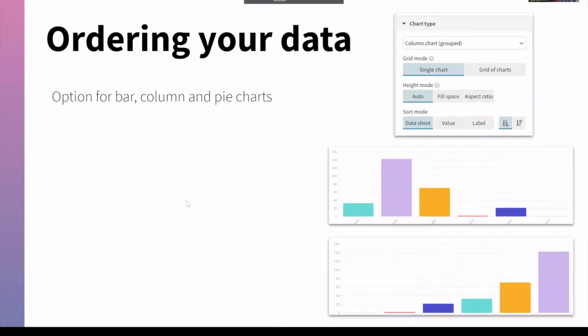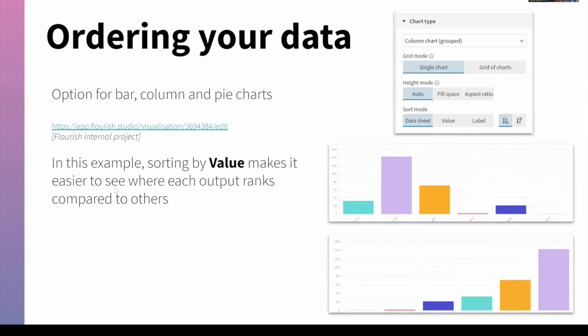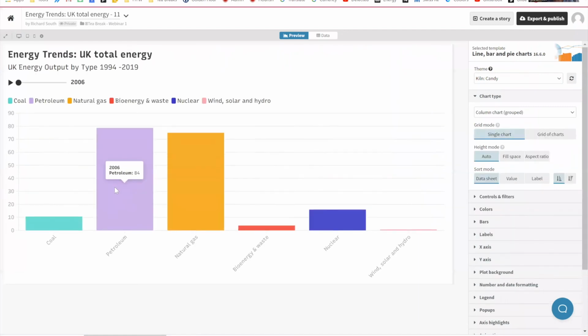And then lastly, I wanted to introduce you to the ability to order your data within the line bar pie template. So this is a new option available for bar, column, and pie charts. You can see here we've got 3 modes of sorting, whether it's the data sheet, the value, or the label. So I'm just going to introduce you to a couple of examples here. So with this one, I think sorting by value makes most sense.